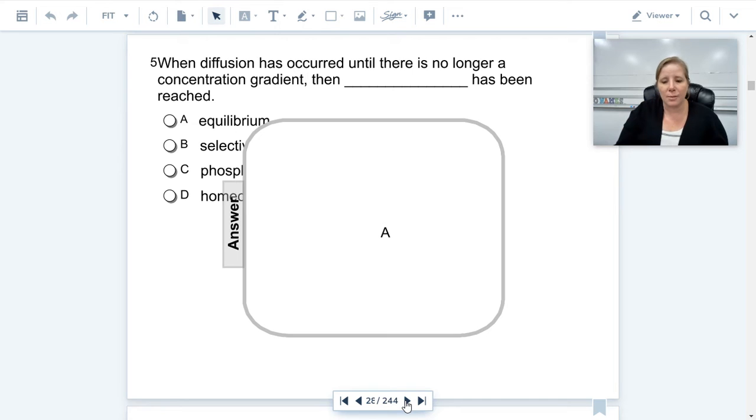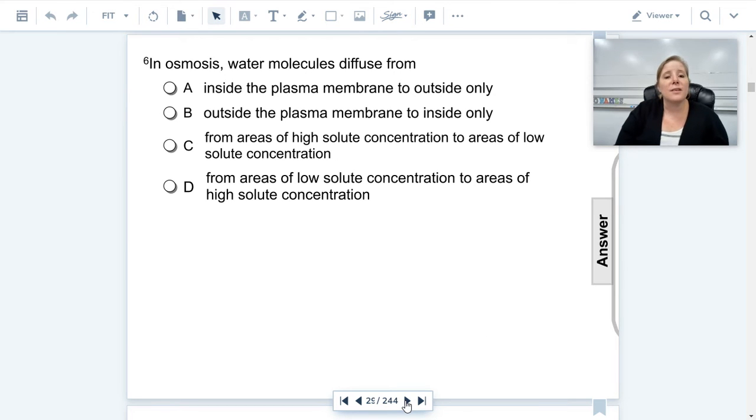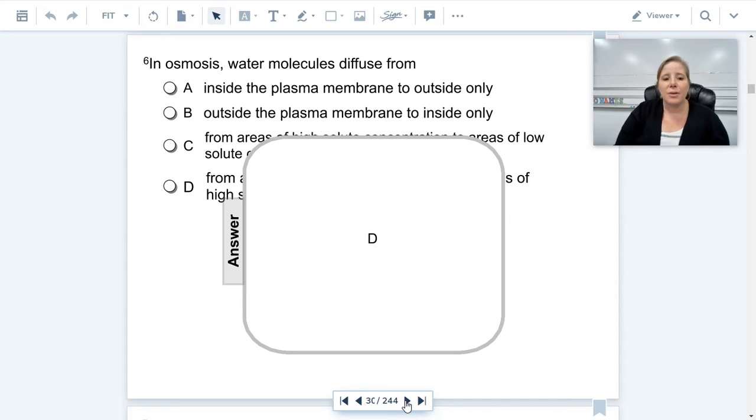In osmosis, water molecules diffuse from the plasma membrane into the outside only, outside the plasma membrane to the inside only, from areas of high solute concentration to areas of low solute concentration, or from areas of low solute concentration to areas of high solute concentration. So osmosis, remembering way back from biology, is a passive transport, so it does not require energy. How does it move? Did you say D? From an area of high concentration to an area of low concentration?